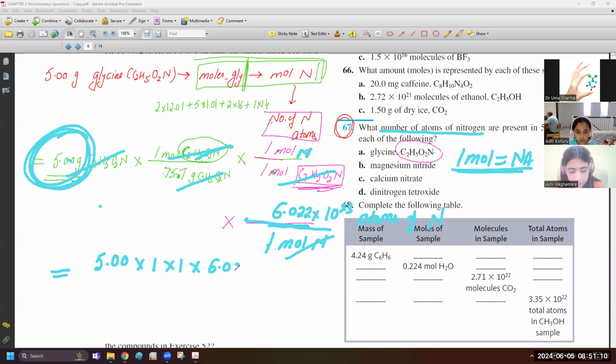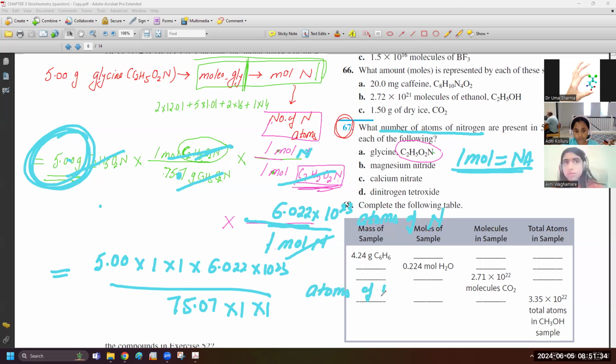Times 6.022 times 10 to the 23rd over 0.7 times 1 times 1. Units? Number of atoms of nitrogen. Yes, atoms of nitrogen. And that will be the answer.